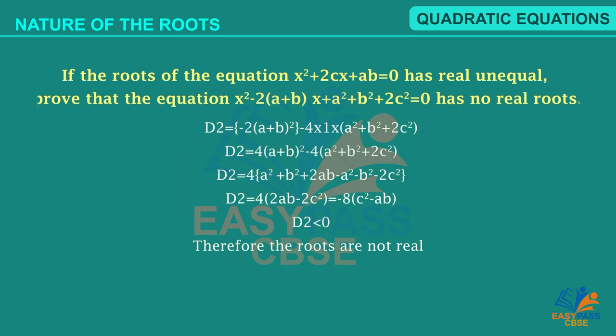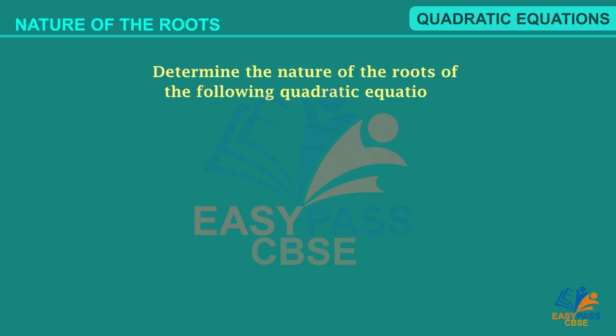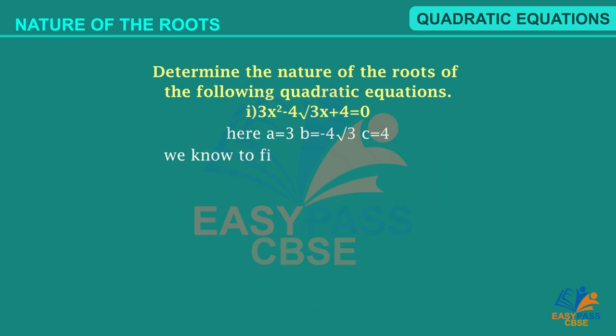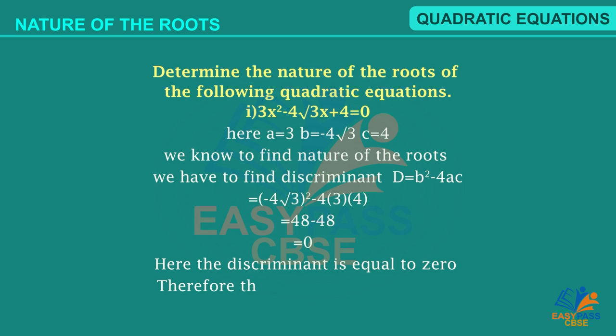Some more questions as an exercise on the nature of the roots of a quadratic equation. The question heading is: determine the nature of the roots of the following quadratic equations. Question 1: 3x square minus 4 root 3 x plus 4 is equal to 0. Here a is equal to 3, b is equal to minus 4 root 3, and c is equal to 4. We know that to find the nature of the roots, we have to find the discriminant D is equal to b square minus 4ac. That is, minus 4 root 3 whole square minus 4 times of 3 times of 4, which is equal to 48 minus 48, which is equal to 0. Here, the discriminant is equal to 0. Therefore, the roots are real and equal.